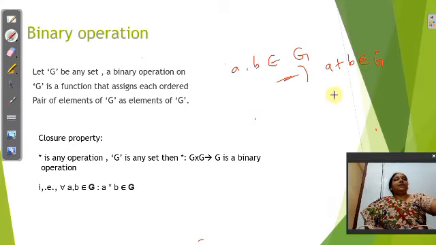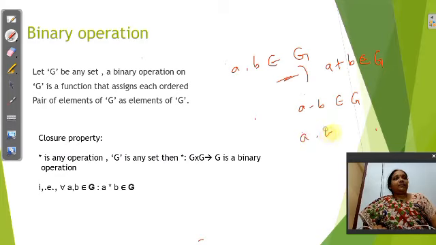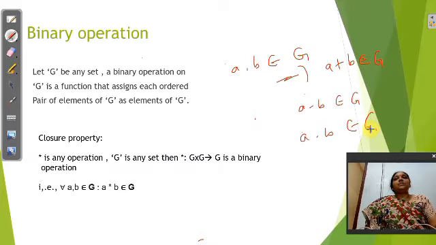Again, if a minus b belongs to G, then we can say minus is the binary operation. If a dot b belongs to G, then dot is the binary operation. That means if we take any two elements from the set G, and apply the operation on those two elements, whatever it may be, plus, minus, dot, divided by, star, composition, those operations are called binary operations.